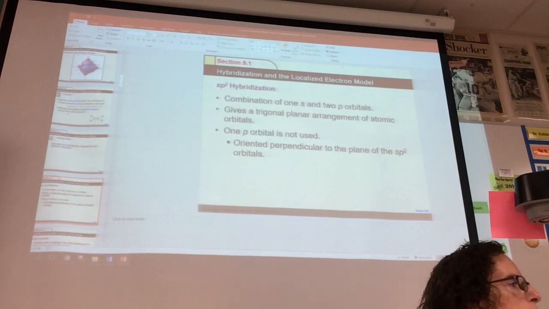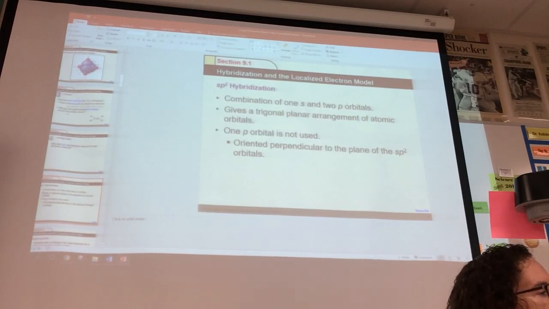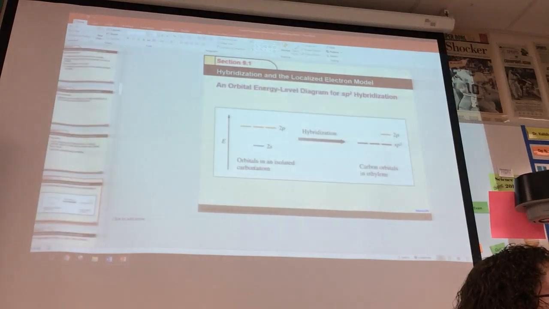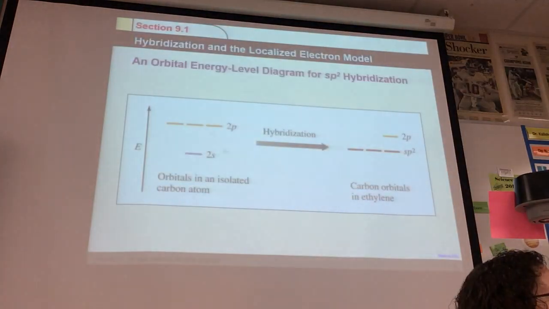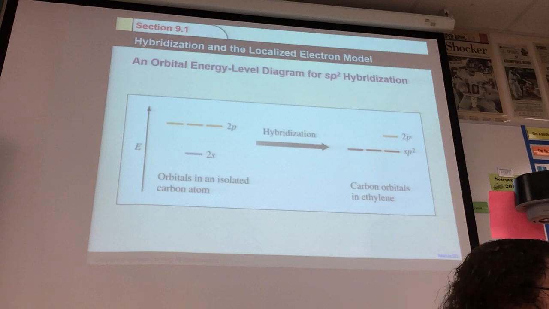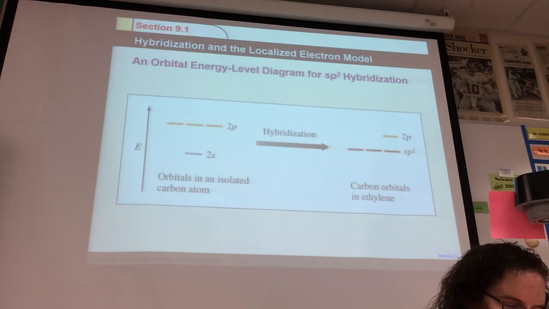Next up is sp2. You're going to combine one S and 2 P's. You have trigonal planar electron group geometry. 1 p orbital is not used here. You don't need to know the orientation. Sigma and pi I'll hit in a few minutes. What you have here is S, and you're going to use 2 of the 3 P's to get 3 sp2 hybrid orbitals. You have 1 p left over. And you would see this in ethylene. It's not a hard structure to draw.